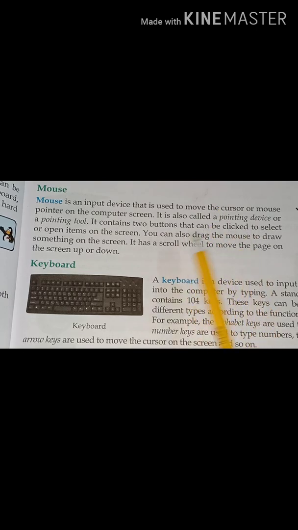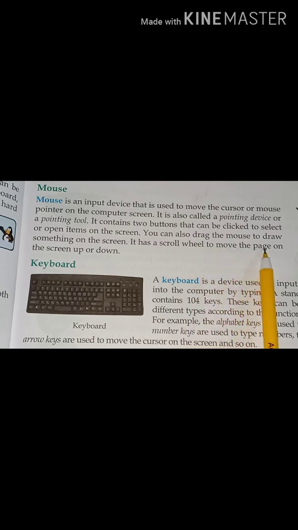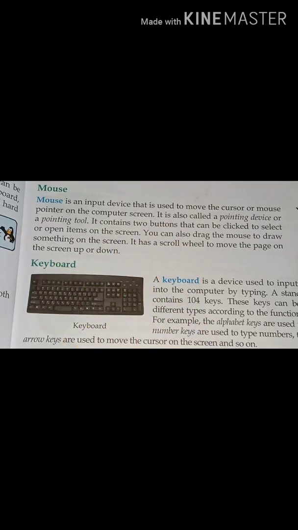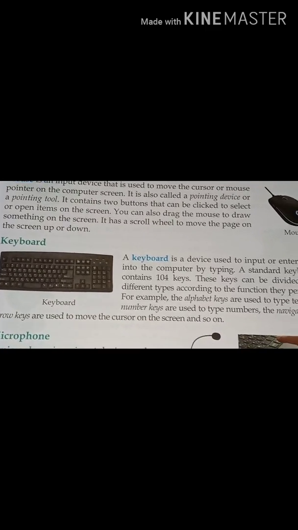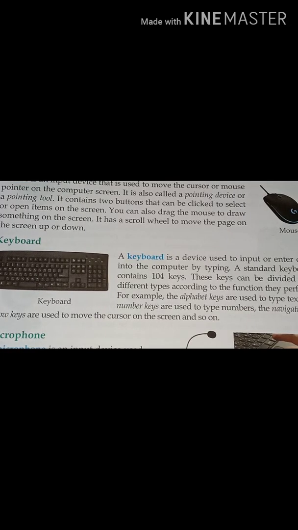There can be more than two buttons on mouse. You can also drag the mouse to draw something on the screen. It has a scroll wheel to move on the page on the screen up or down. So this is all about mouse. Now let's discuss some interesting points about keyboard. Keyboard is a device used to input or enter data into the computer by typing. So a keyboard is also an input device.